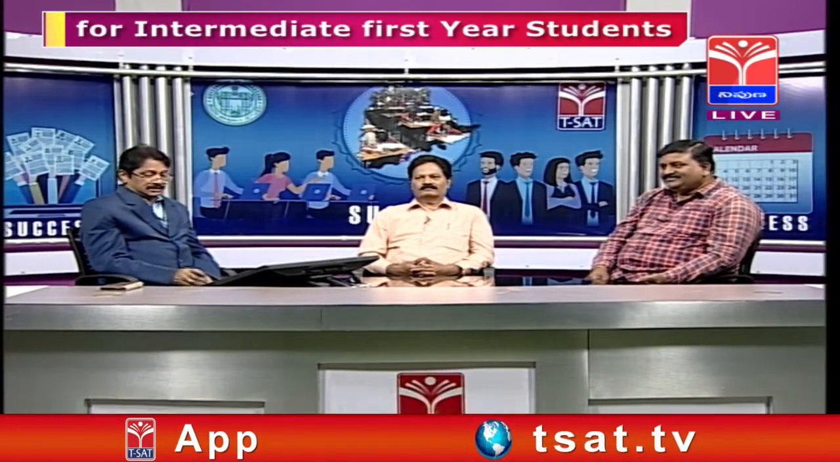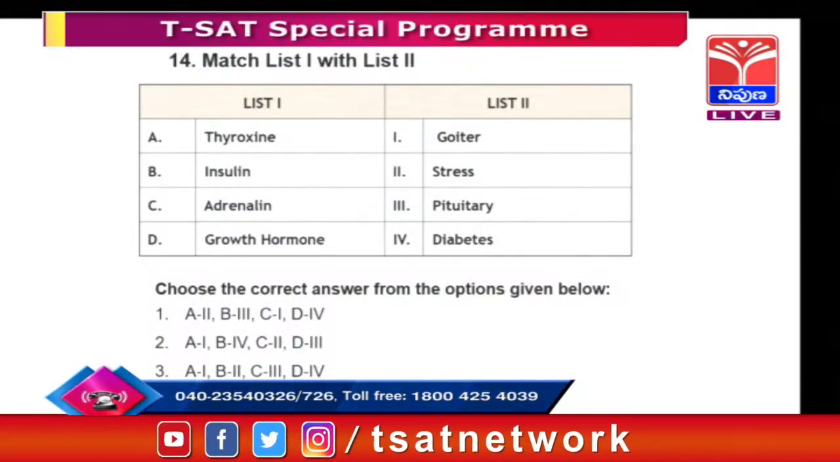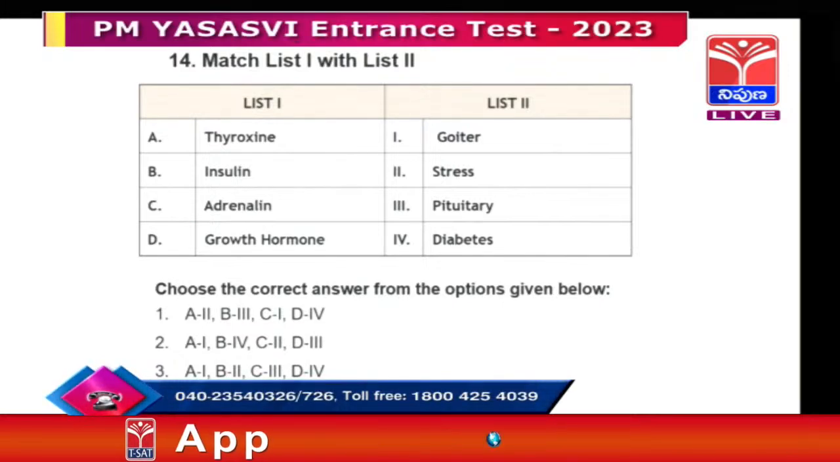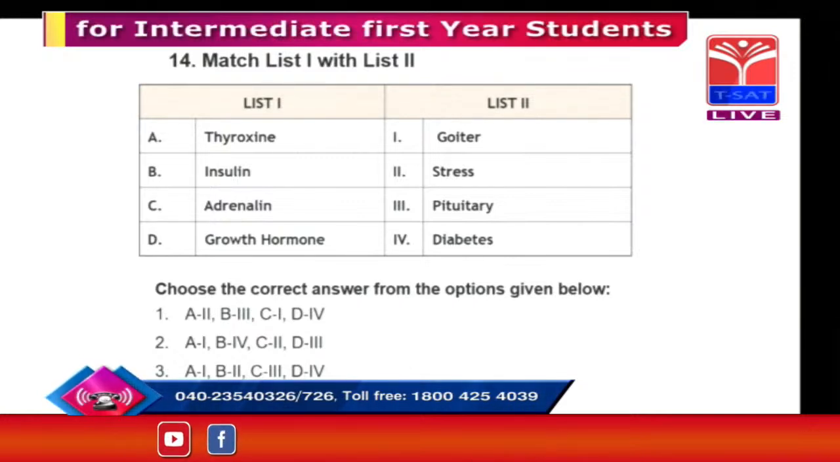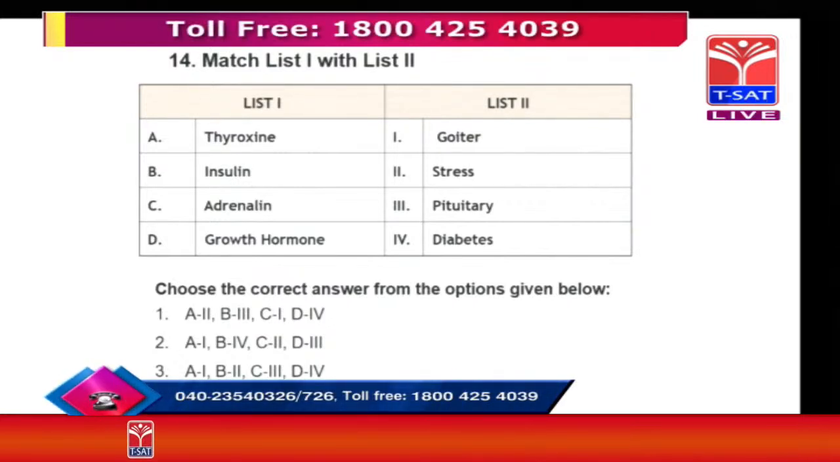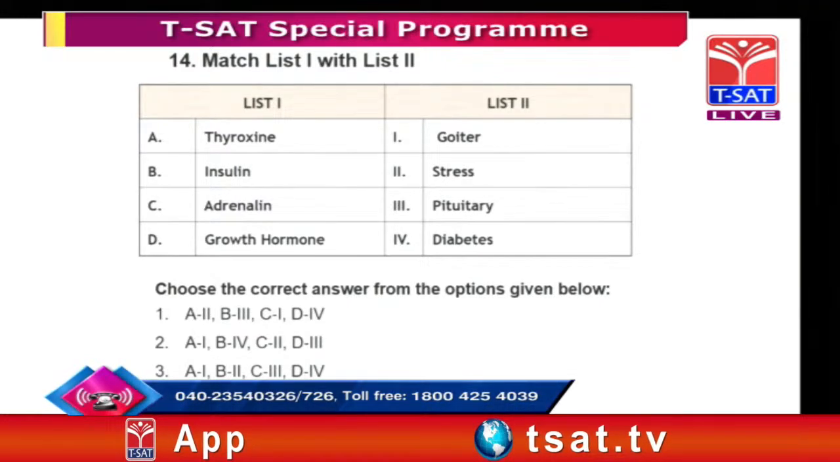Clear? Okay. So now we are going to shift to the next question. Again here a match the following between two lists is given. One has thyroxine, insulin, adrenaline, growth hormone, different hormones, and list 2 is given, maybe deficiency causes or symptoms, or the glands which release them, or which disease the deficiency causes. So we have to match those two.